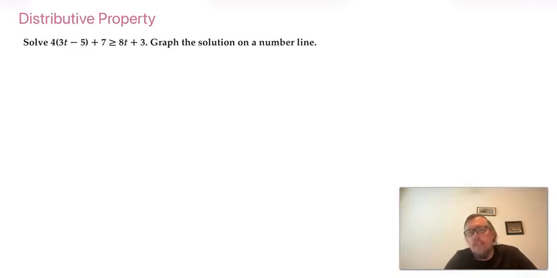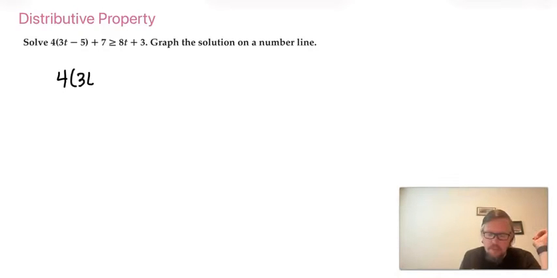So we're going to get a little more difficult with our inequality problems, and we're going to solve an inequality problem that uses the distributive property. So it shouldn't be a big deal for us. We've done lots of problems with the distributive property.